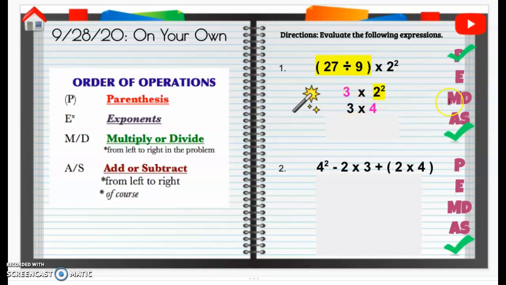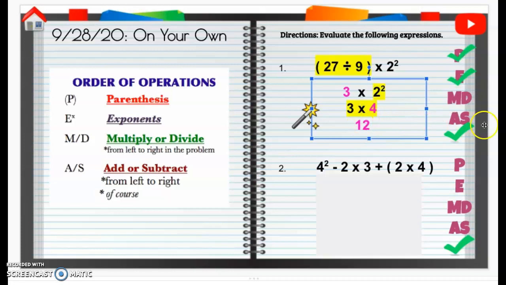So do we have any more exponents here? Nope. I'm going to put a check mark there. Do we have any multiplication or division? Yeah, we do. And how do we go about that? Oh yeah, from left to right. We have 3 times 4. Well, what is 3 times 4? I know that is 12. So I'm going to go down here and I'm going to see, oh, our answer is going to be 12.